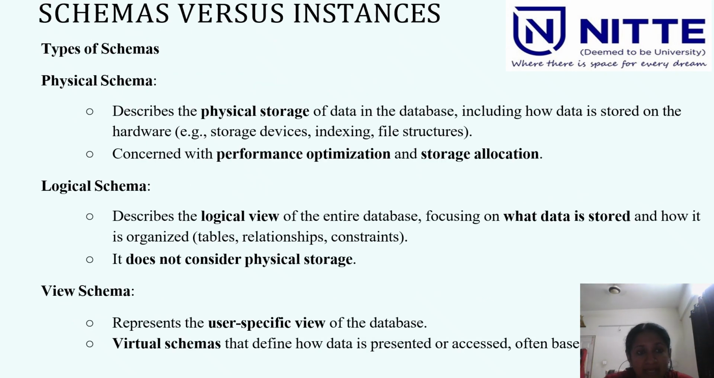There are different types of schemas: physical schema, logical schema, and view schema. Physical schema describes the physical storage of data in the storage device, including how the data is organized on the hardware. It is concerned with performance and storage allocation. Logical schema describes the logical view, that is, what data is stored. So physical schema is the physical storage of data.